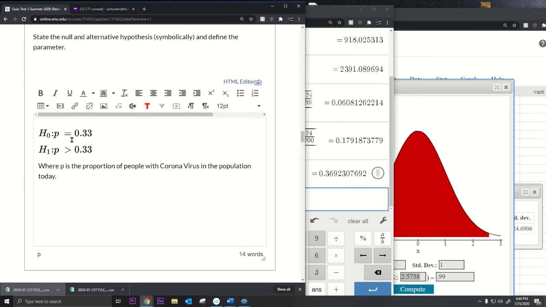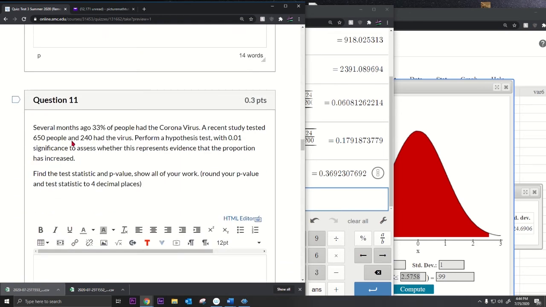All right, moving on. Let's continue this question by finding what? The test statistic and p-value. Show all your work. So show all your work, okay? So how do we show our work on this one? Round everything to the 4th decimal place. How do we do this? Well, let's see what's going on. We have to find the test statistic.